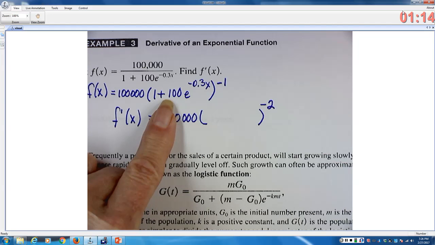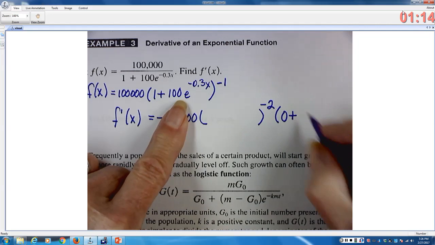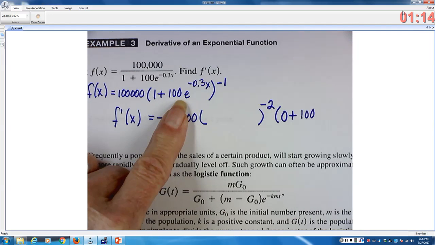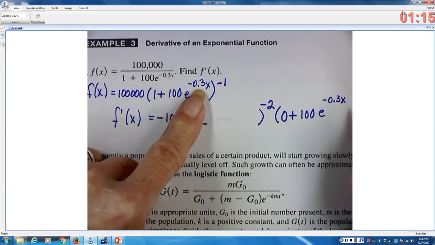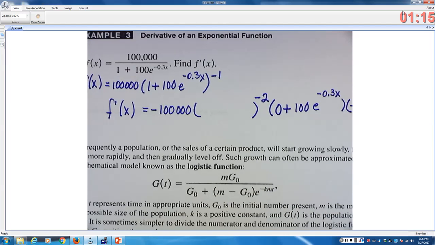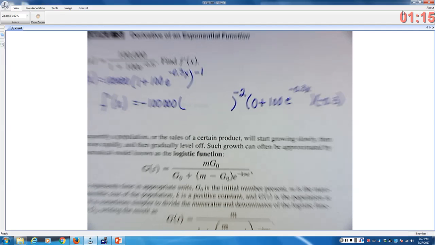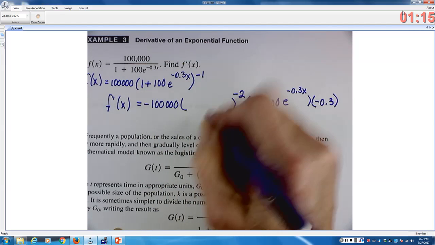And the derivative of what's inside those parentheses is 0 plus 100, because it's just a multiplier. And the derivative of e to anything is e to that thing. But because the power is a function, we need to multiply by the derivative of that power, which is just negative 0.3. That better? Sometimes it's easier just to make the screen wider. And then I'm just going to put this back in the parentheses now.